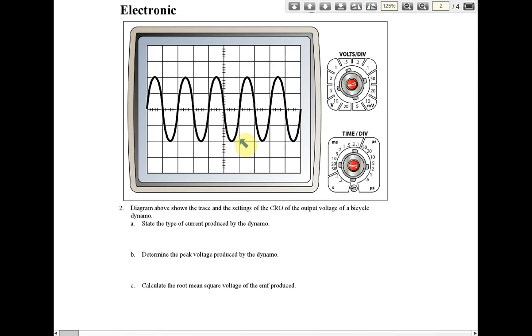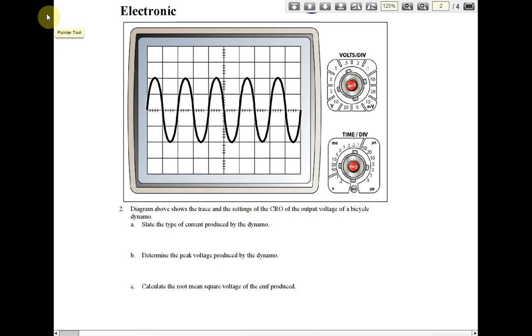So this is about a cathode ray oscilloscope, where they give you the display, and then it shows the trace and the settings of the cathode ray oscilloscope of the output voltage of a bicycle dynamo. Okay, the first question is, state the type of currents produced. What do you think? Direct currents or alternating currents? AC, yeah? Okay, alternating currents.